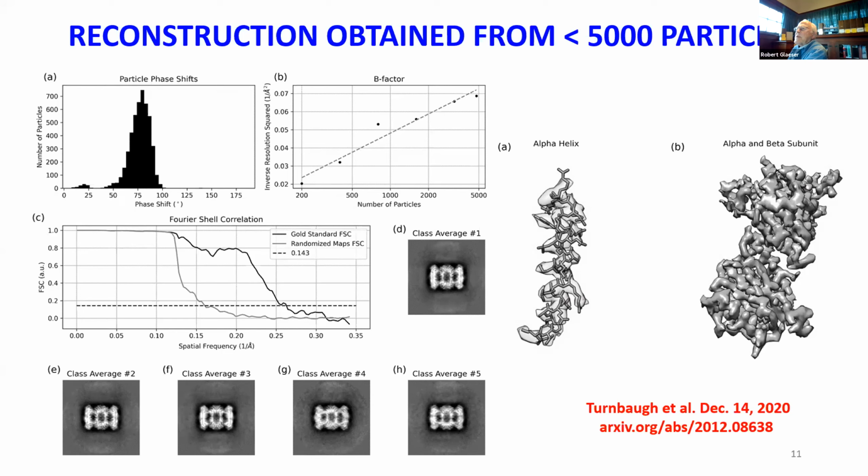Later analysis of the data gave a B factor for this reconstruction of approximately 130 square angstroms. The distribution of phase shifts, obtained from analysis of Fourier transforms of all the different micrographs, is centered in this case around 75 degrees phase shift. Not quite what we wanted, but close.